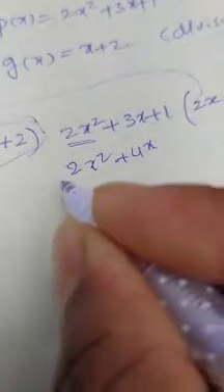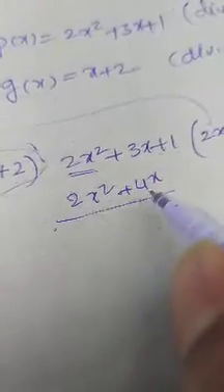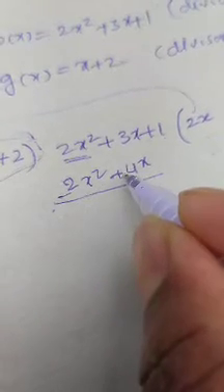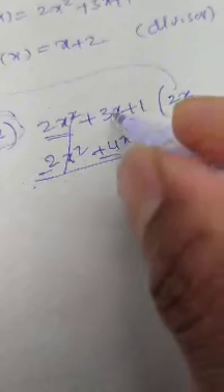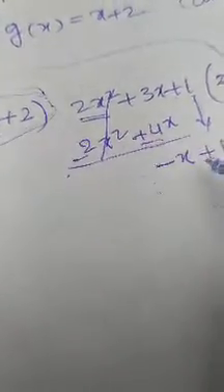Now 2x we multiplied with these two terms, we got 2x square plus 4x. Next, subtract. If it is plus, make it minus. Now 2x square cancels. Now simplify here: 3x minus 4x, what will you get? Minus x. Now the next term you can take here, plus 1. Now observe the degree is 1, here degree 1. So we can continue the procedure.